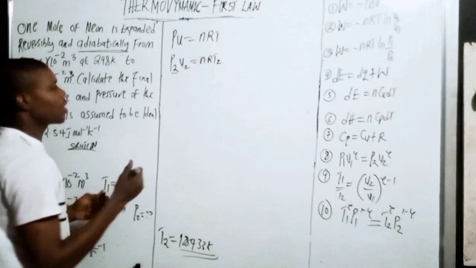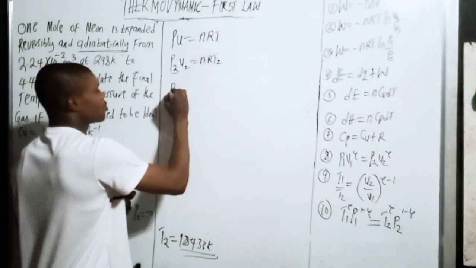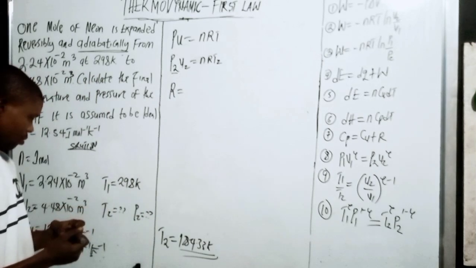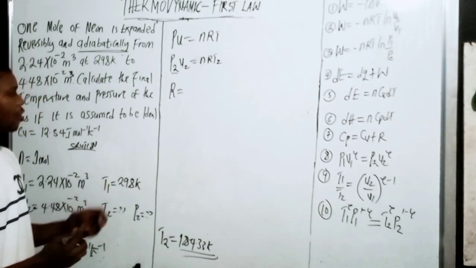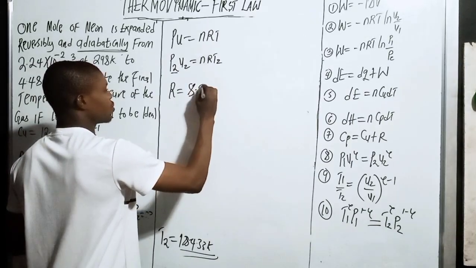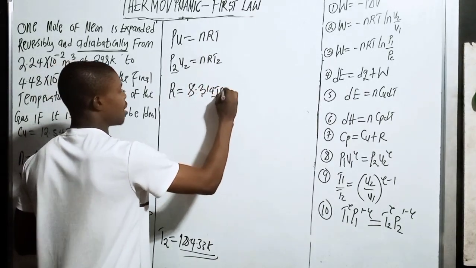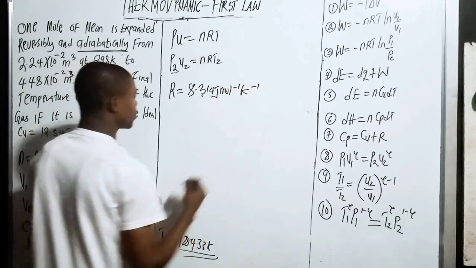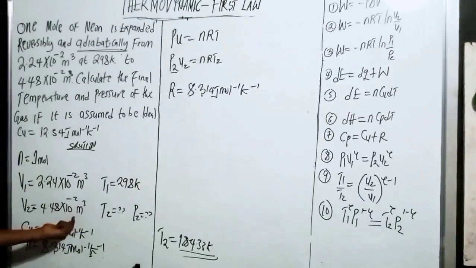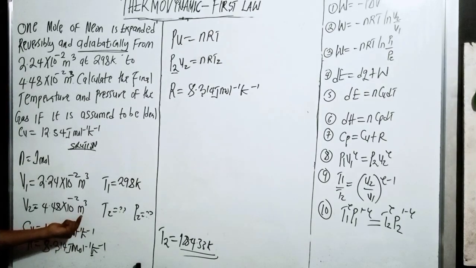My R is going to be what now? What will now be my R? I'm going to use this one here: 8.314 joules per mole per Kelvin. The main reason why I'm going to use this one here is because my volume is already given in meter cube.